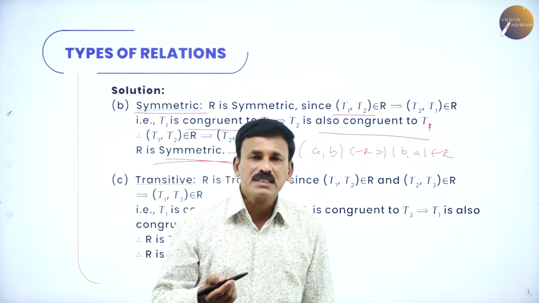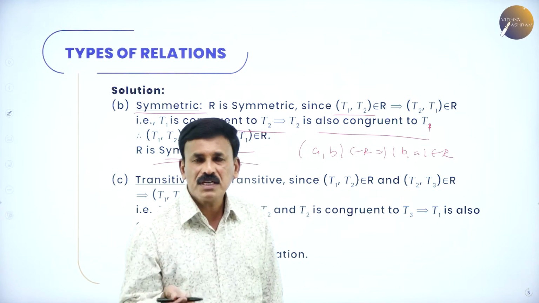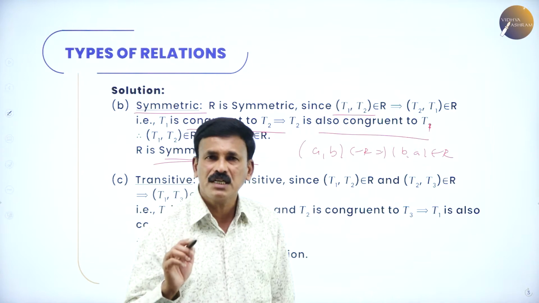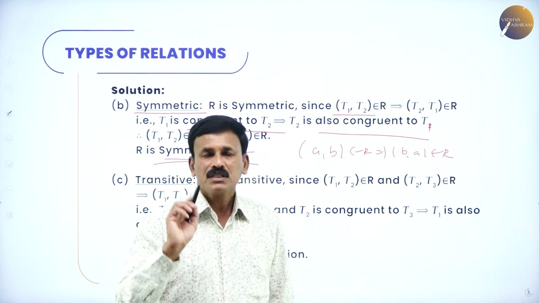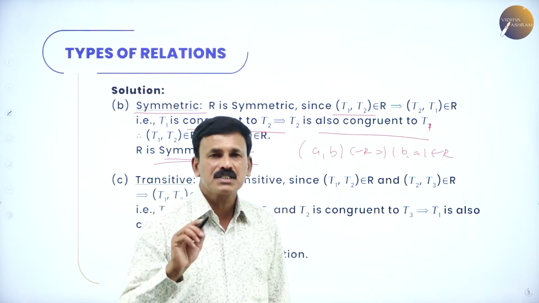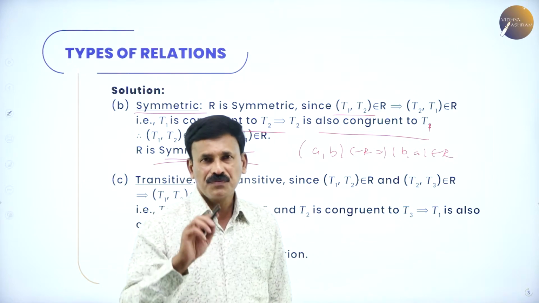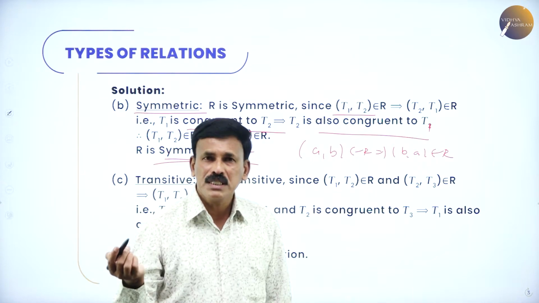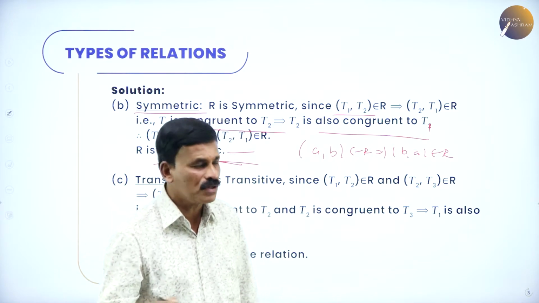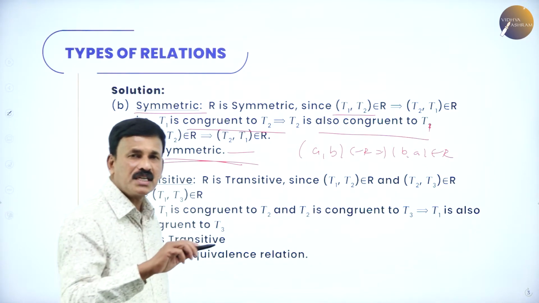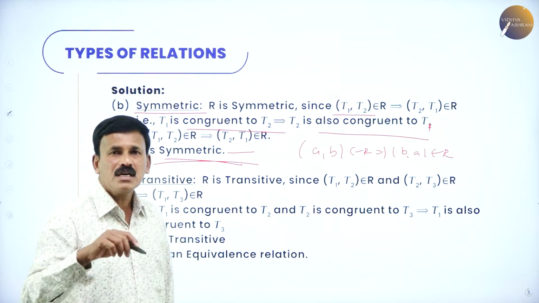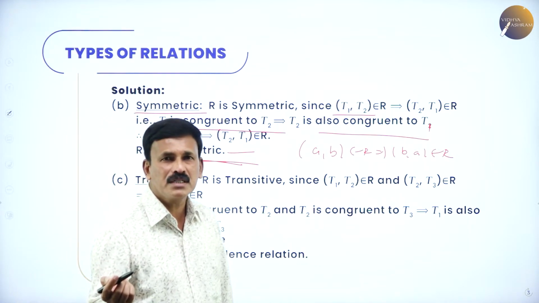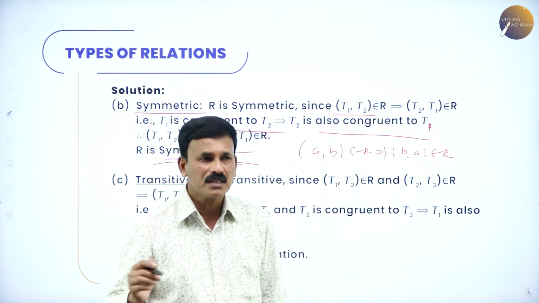Now, let us come to the third property. First one is the reflexive, second one is the symmetric, the third property is the transitive. Transitive: let us consider three triangles T1, T2 and T3. If T1 is congruent to T2 and T2 is congruent to T3, definitely T1 is also congruent to T3. That is, the first triangle is congruent to the second triangle and the second triangle is congruent to the third triangle, then definitely the first and third triangle are also congruent.